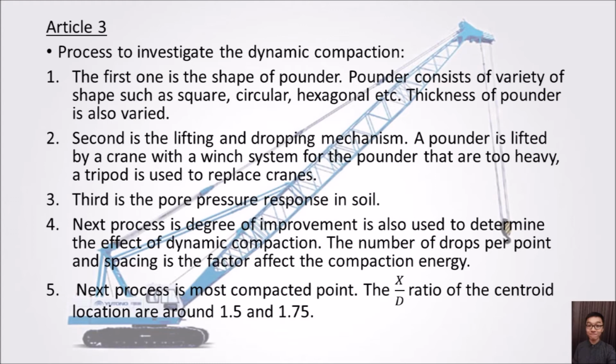Third is the pore pressure response in the soil. Then the next process is the degree of improvement, which is also used to determine the effect of dynamic compaction. The number of drops per point and spacing are factors affecting the compaction energy. Next is the most compacted point. The X per D ratio of the central location is around 1.5 to 1.75.